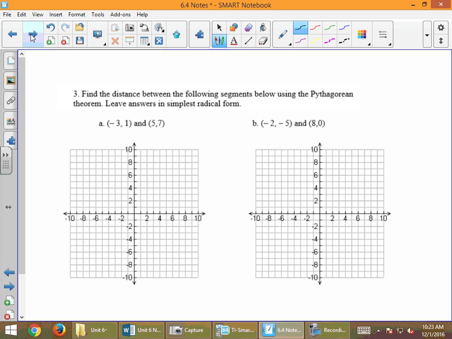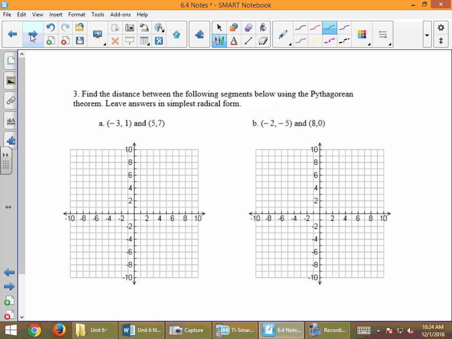All right, let's try some other ones here. This is kind of like the example you're asking about. We're going to give you some sort of grid to go with it. We want to find the distance between the following segments using the Pythagorean theorem. Leave your answers in simplest radical form. Awesome. Let's go ahead and graph it out. You know how to put the points there.